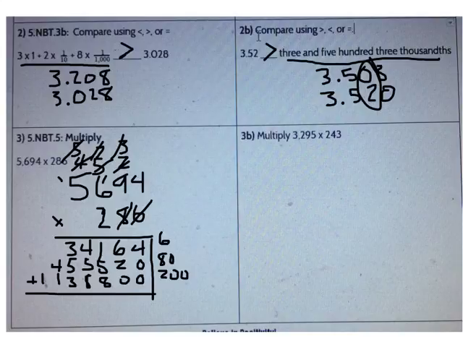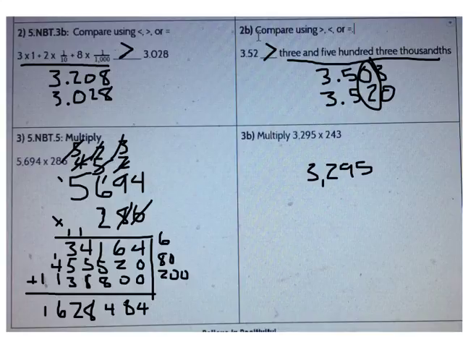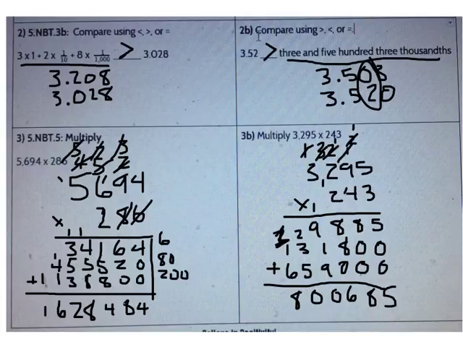Now I can add my partial products to find the product of 5,694 and 286. Go ahead and do that now. The correct answer is 1,628,484. Now you try one. What's 3,295 times 243? Enter your answer with no comma. The correct answer is 800,685. Check your work with mine.